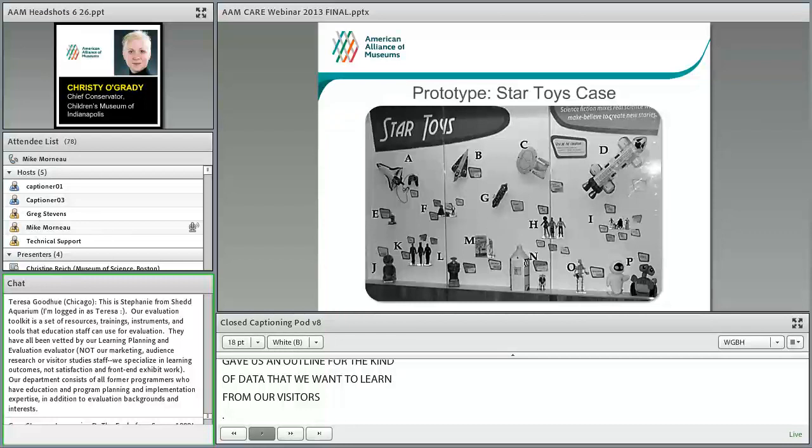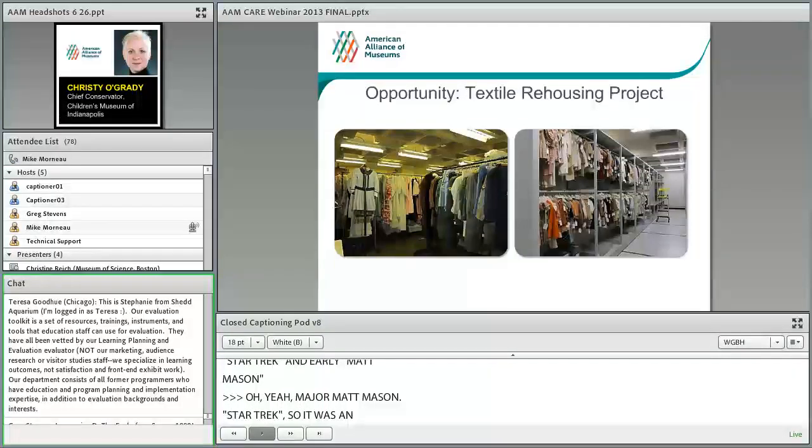It's not even that good of a photograph. But there's everything from Star Wars and Star Trek and early Matt Mason. I don't know if there are some people in the audience who recognize Major Matt Mason. Yeah, Star Trek, and so it was an overview of a wide spectrum of Star toys.